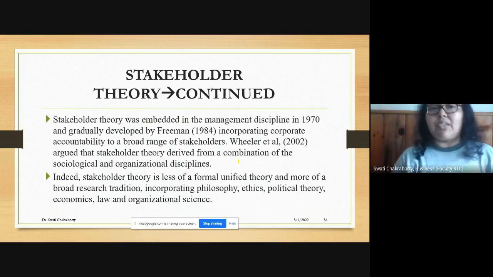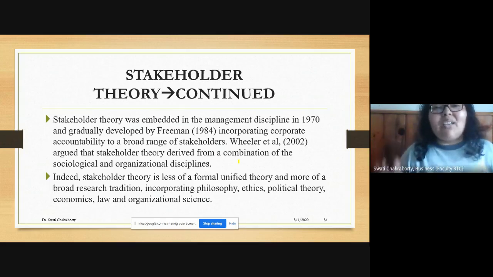Shareholder is also a stakeholder, but who are the others? You have the customers, you have the suppliers, you have the employees, right? Even the managers are also stakeholders. Government, society. So, an organization has to fulfill its obligations, fulfill its responsibilities, not just to shareholders, but to all other stakeholders also.